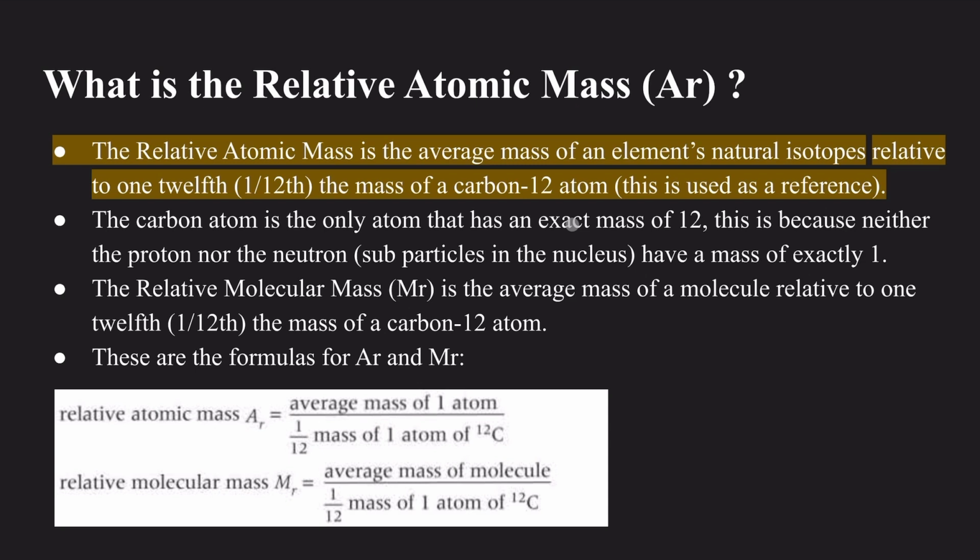First of all, elements don't have atoms with just one mass number. Elements can have isotopes. So they can have atoms with the same proton number but different mass numbers, or different numbers of neutrons. So we never really have an element with just one type of atom, and we need to account for those isotopes. The way we account for those isotopes is we take the average mass of the element's natural isotopes, and we compare this to 1/12 the mass of a carbon-12 atom. So 1/12 the mass of a carbon-12 atom is used as a reference.